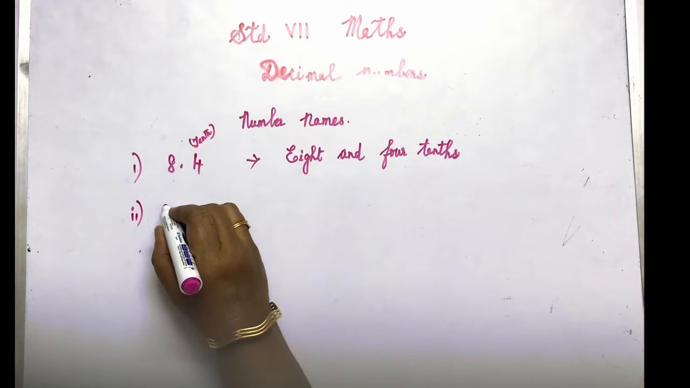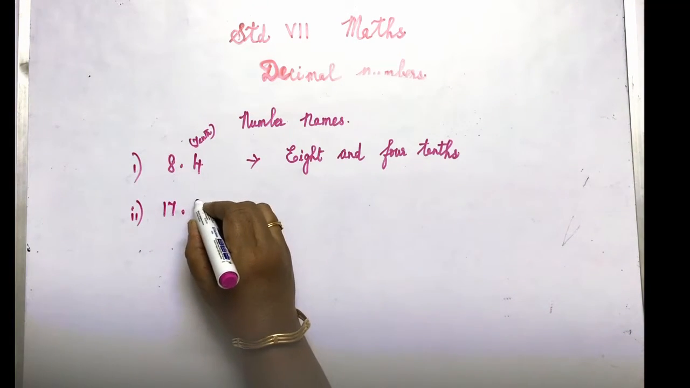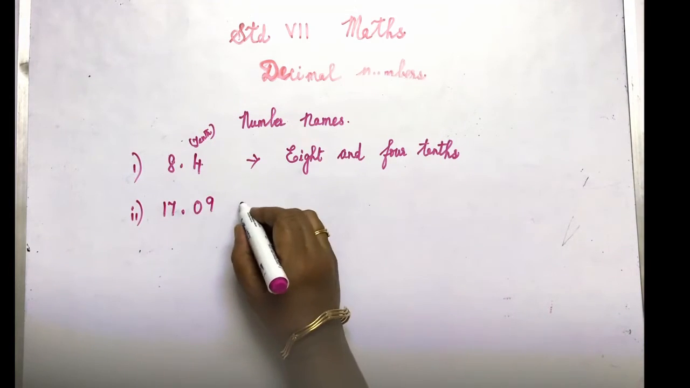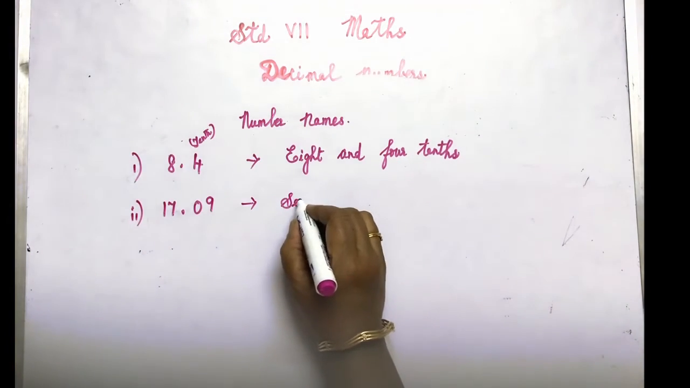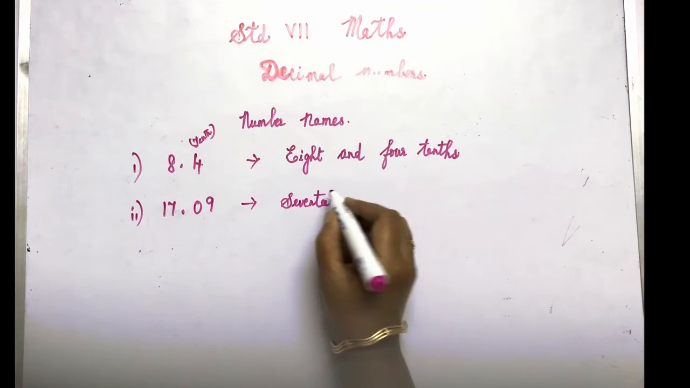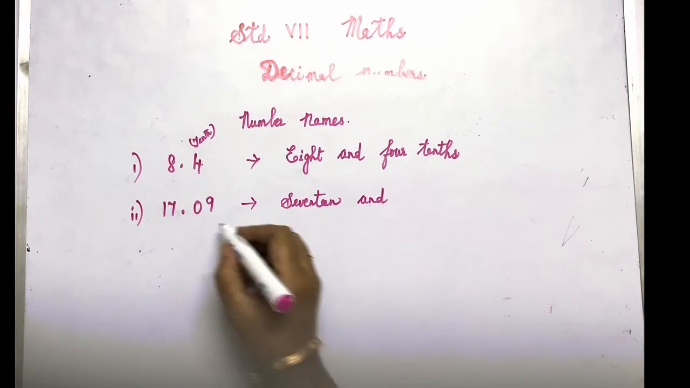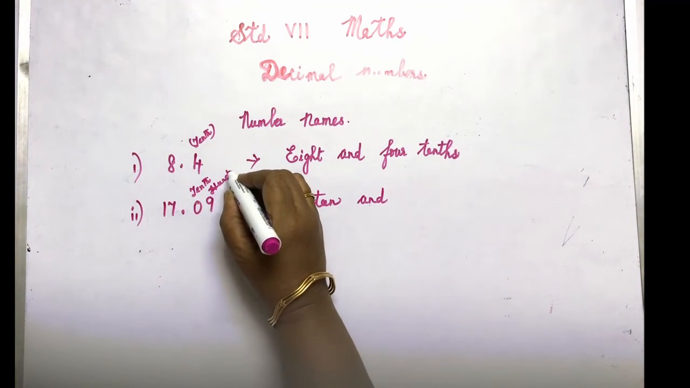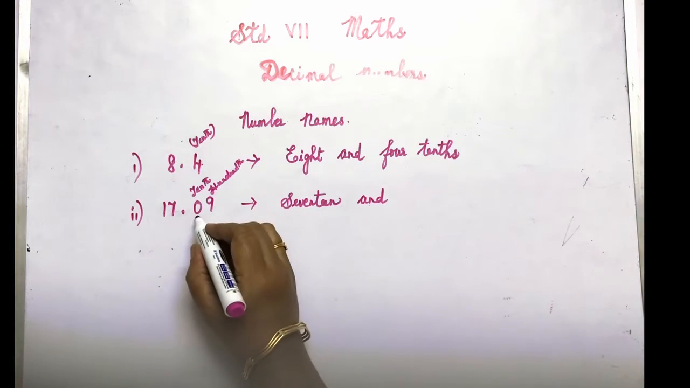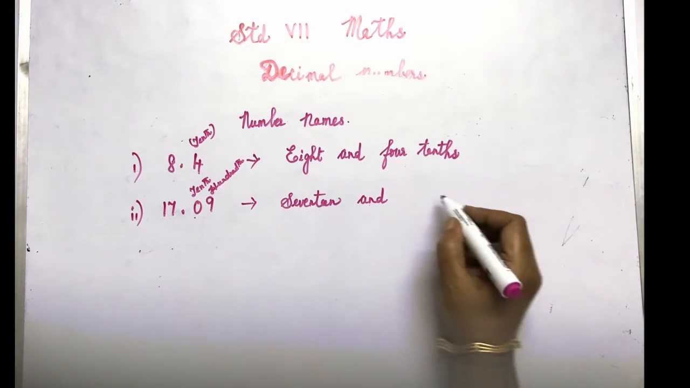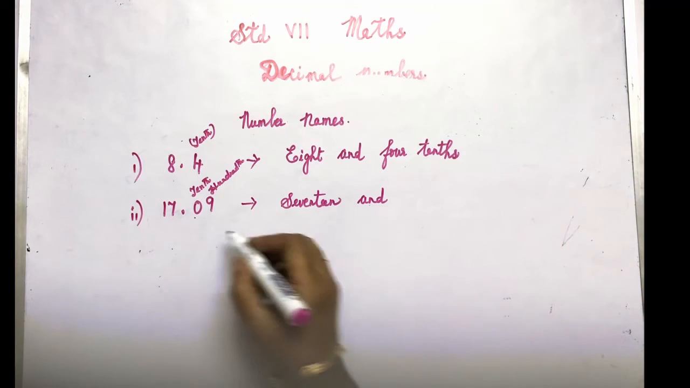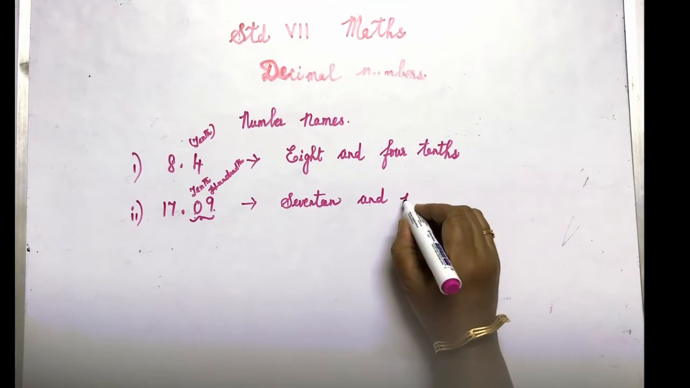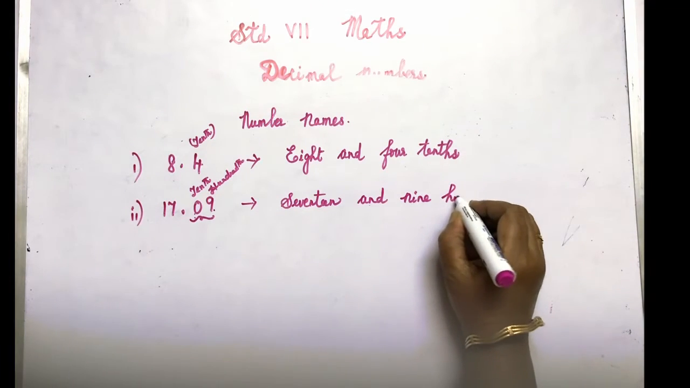Now next one is 17.09. This is read as 17 itself, the whole number part. So 17 and now here we have tenths place and hundredths place. But here whenever we have two digits we have to write hundredths. But what is the number here? 09 means it is only 9. So 17 and 9 hundredths.